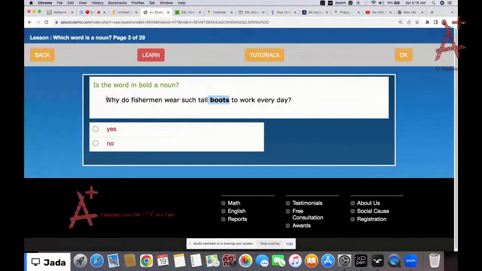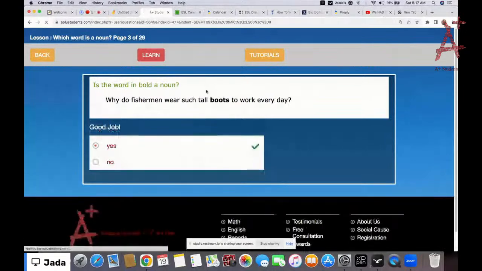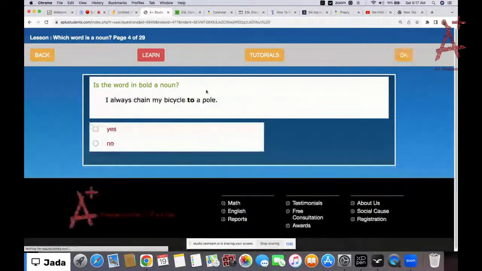All right, so now the next question is why do fishermen wear such tall boots to work? Okay, so we have yes, boots. You guys, let's get more answers. So it says yes, boots is a noun. Okay, let's see. Okay, good job, everybody. Good job. So boot is correct as a noun.